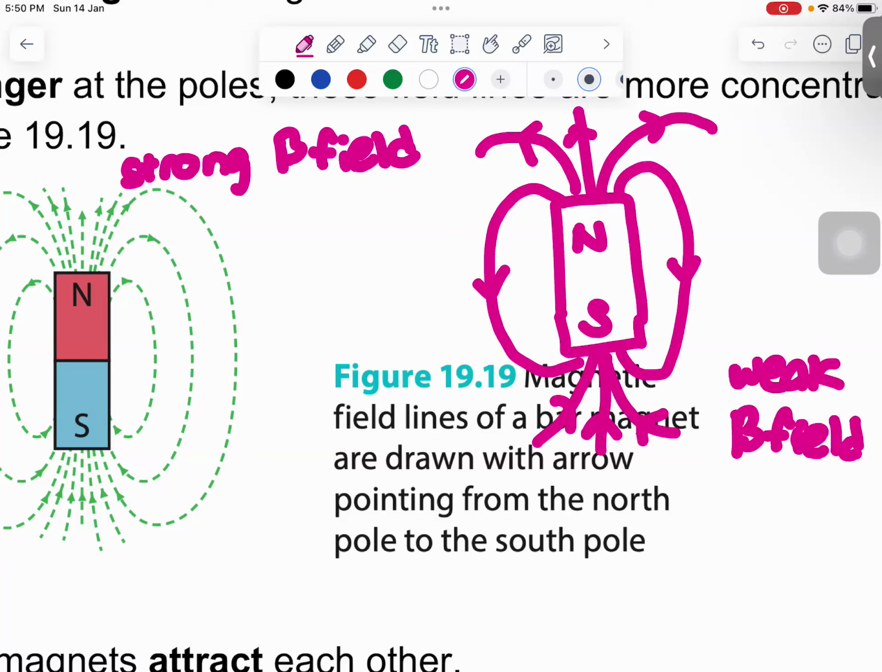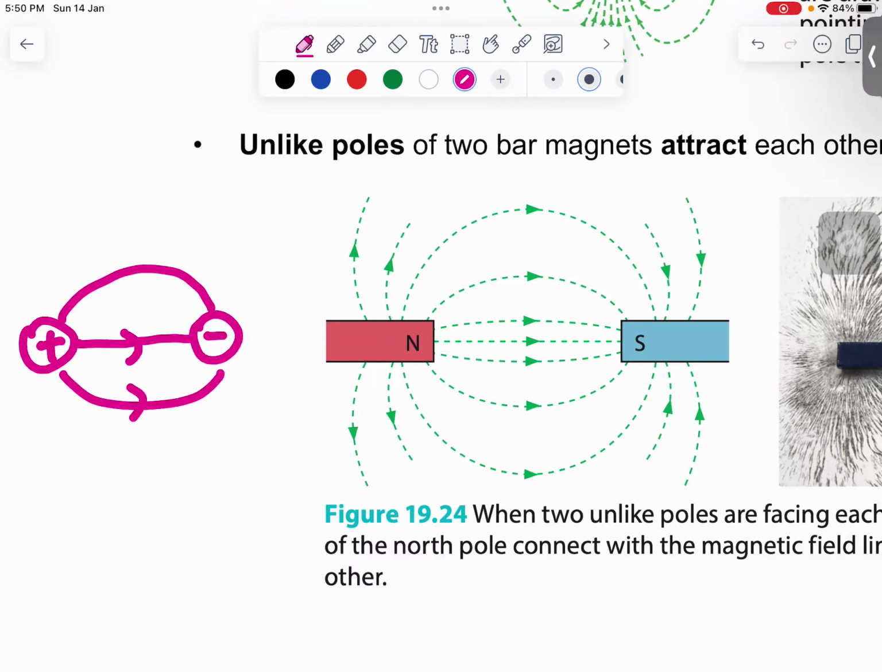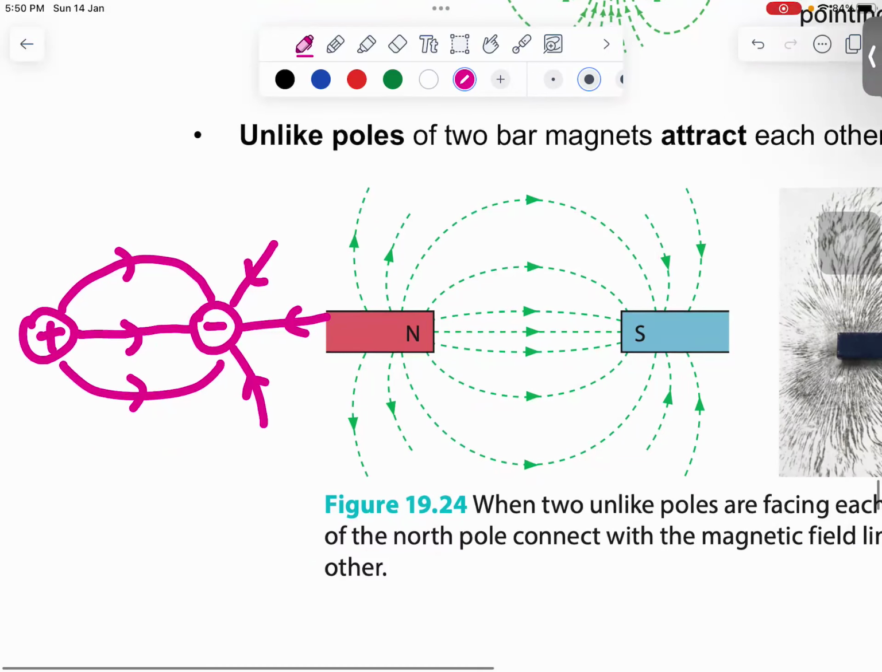Next, how we draw for electric field is the same. Imagine an example is a positive charge and a negative charge. Remember that it's outwards from the positive charge and inwards to the negative charge. So you see that they're actually quite similar.